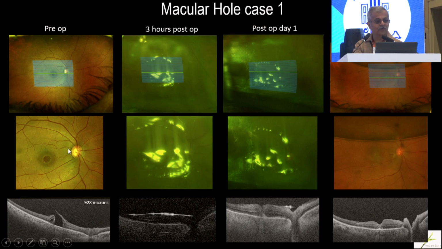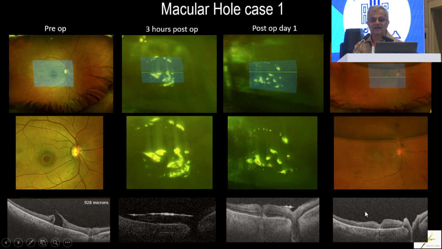This was a macular hole pre-op picture you can see, and this OCT is 3 hours post-op. On the day of surgery, 3 hours post-op, you can see that there's a gas bubble. The fundus view is not clear because there's a gas bubble, but OCT is reasonably clear, and you can see the hole is closing, and day one post-op, the hole was closed. Again, if you see, the fundus photos are not great.